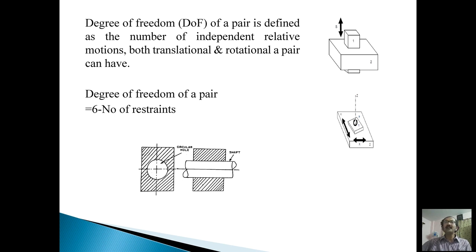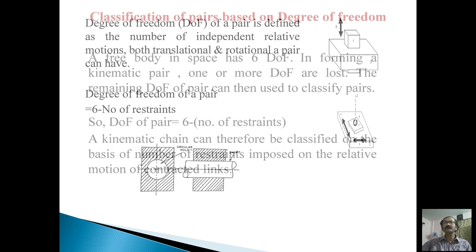Now, similarly, in the third diagram, a circular shaft is inside a circular hole. So, in this case, the translatory motion of the shaft along this particular axis is there, and also the rotational motion about that same axis. So, in this case, the degree of freedom of this shaft is 2.